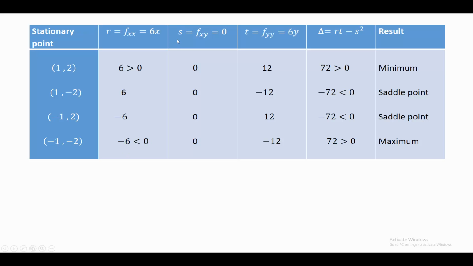Now s is f_xy and we know f_xy is 0. Therefore at all these points s is equal to 0, 0, 0. Now t equals f_yy and we know f_yy is 6y. At point (1,2), put y is 2, so we get 12. At point (1,-2), put y is minus 2, so this becomes minus 12. At point (-1,2), put y is 2, so this is 12. At point (-1,-2), put y is minus 2, so this is minus 12.